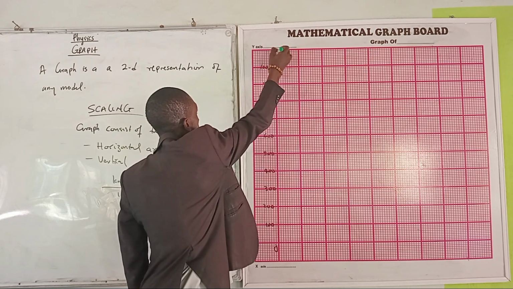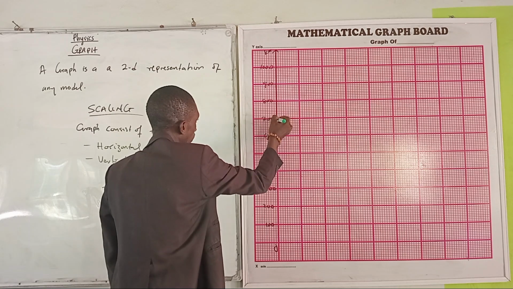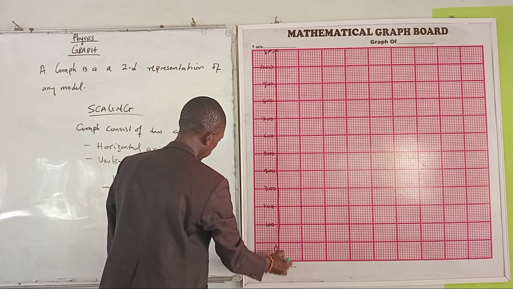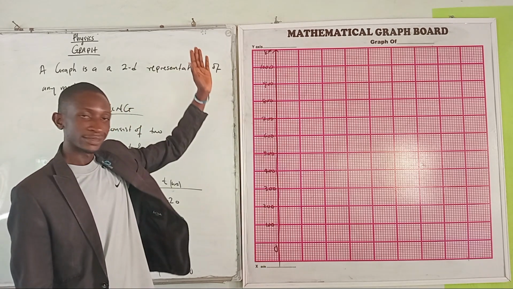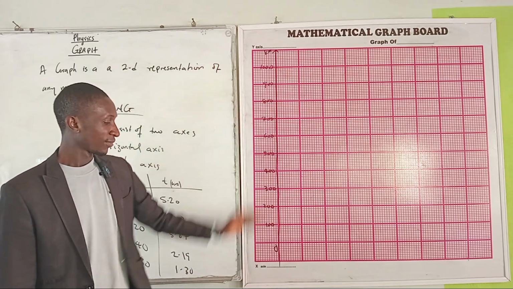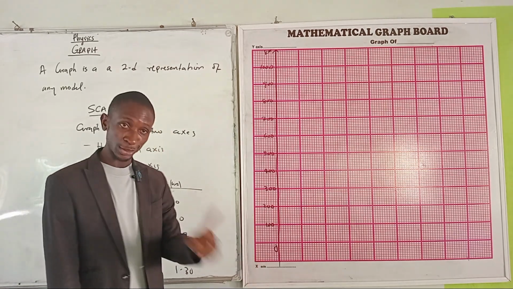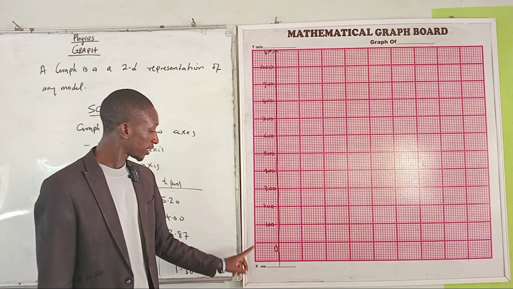Now let's label this as kilometer. Very well. You can see now that I have a 1,000. Now let us write this. Remember I told you before that 5 of these boxes is equal to 1 cm, but this graph is structured for 2 cm. So this is 2 cm.